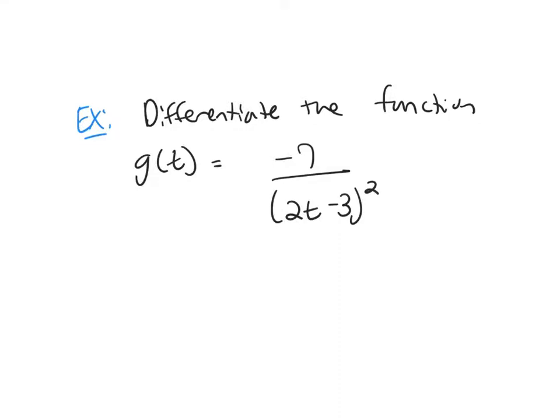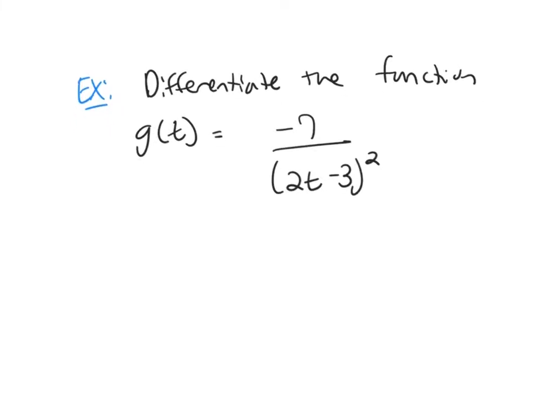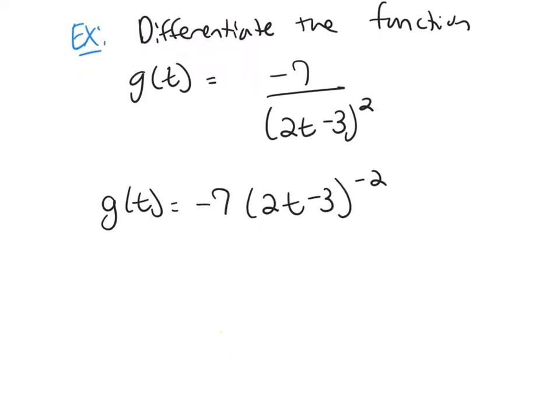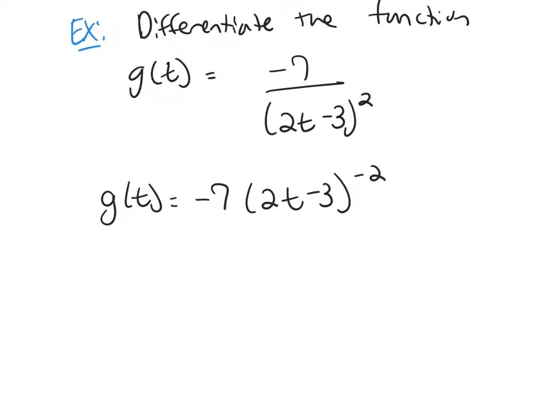So this is a quotient, so you could do the quotient rule, or remember, not every quotient requires the quotient rule. I can rewrite this function as -7 times (2t minus 3) to the -2nd power. And now I can just use the chain rule here. So here's my inside, 2t minus 3.